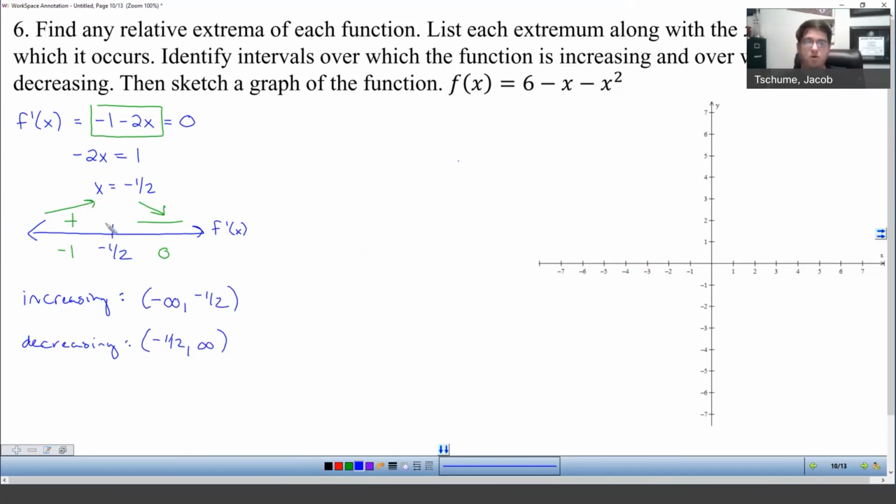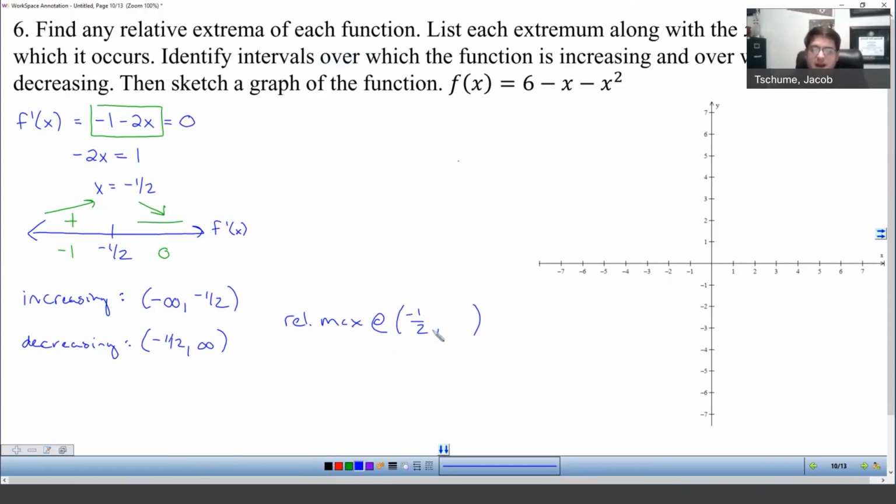We only have one critical value, so we're only going to have one extreme. But since we are increasing and then decreasing, that means that you're going to have a relative max. And this one's a little different because it wants you to find the entire extrema. So since -1/2 is an x value, we're going to write this as an ordered pair because I'm going to have to plot it on my graph in just a minute.